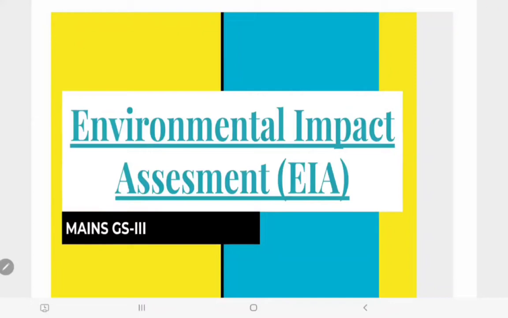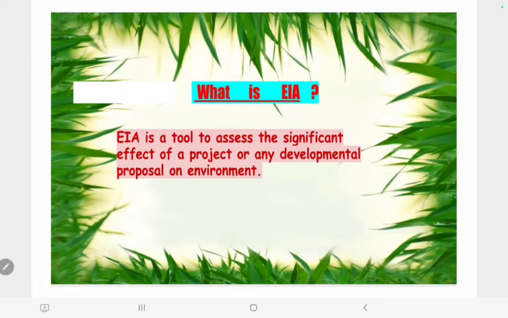Everyone. Continuing with the series, we are going to discuss environmental impact assessment, and this becomes important for GS third paper. Fine. So, what is EIA or environmental impact assessment? It's simply a tool to assess the significant effect of a project or any developmental proposal on the environment. Suppose there is an infrastructure project that is coming up.